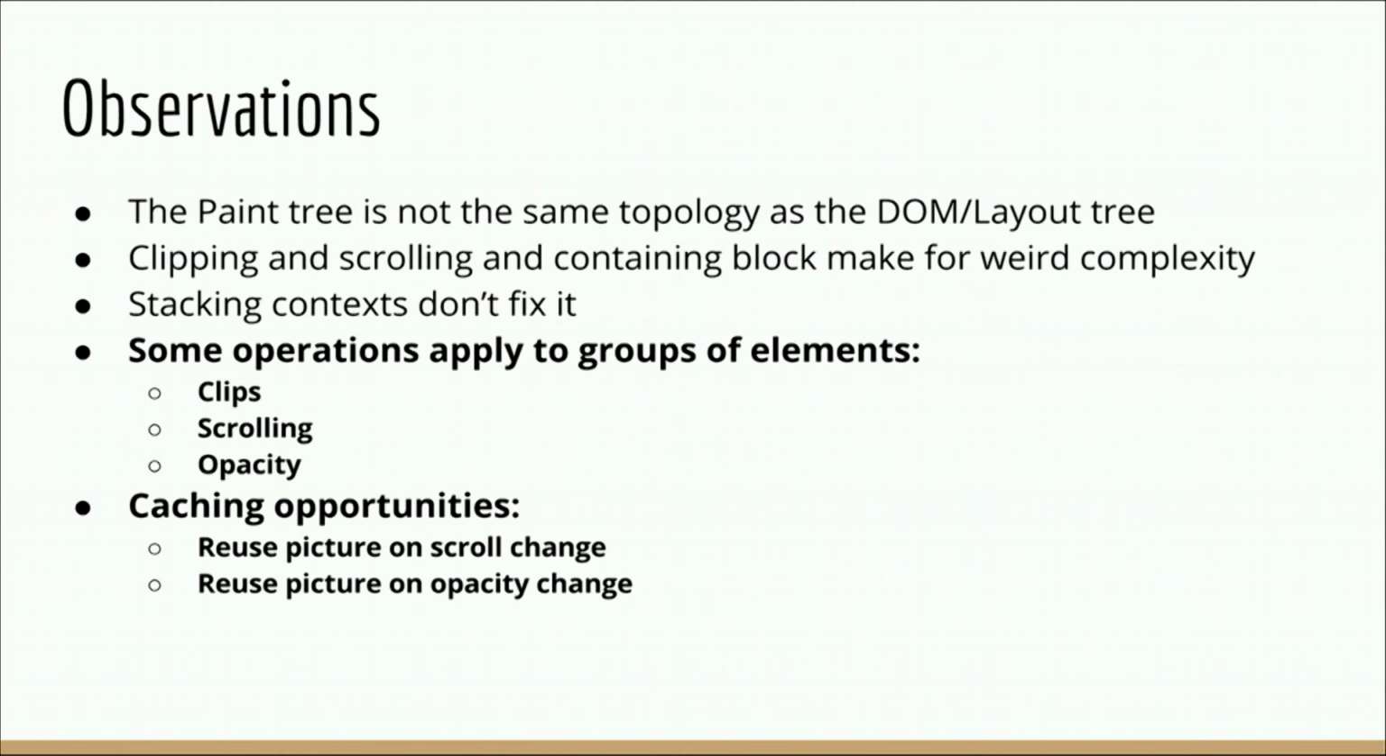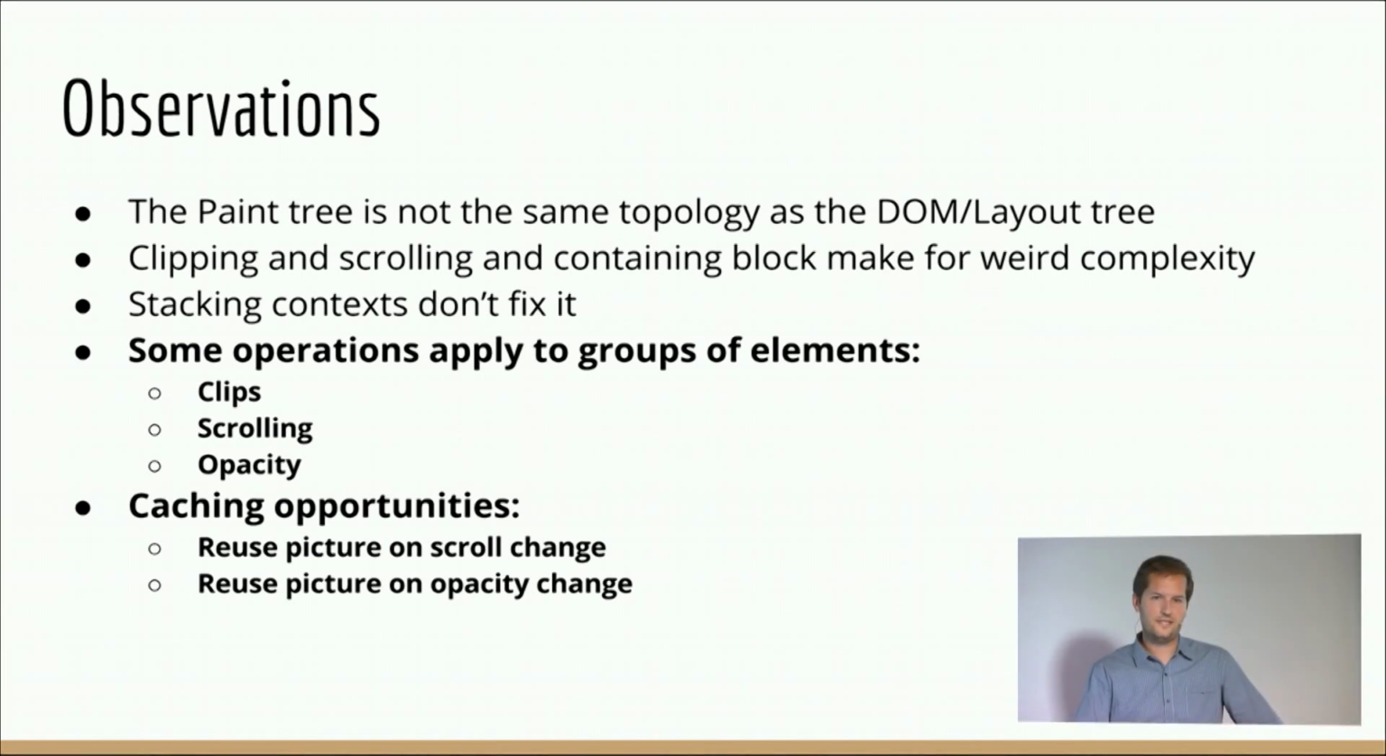So here's some more observations. Some things apply to groups of elements. We saw earlier in the clipping examples that a clip applies to groups of elements, and that therefore maybe we can apply the clip once after we've drawn all those elements, but maybe we can't in cases where the containing block disagrees. Same thing for scrolling. And for opacity, we can also apply it to groups of elements. The thing that seems promising about opacity is this containing block thing doesn't affect how opacity applies. So maybe all these weird problems I referred to are just for clips and scrolls. Unfortunately, we will see that that's not true. It actually affects all of them, and I'll explain how in a few slides.